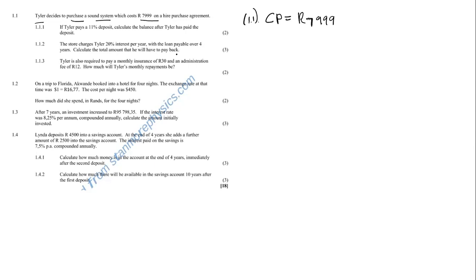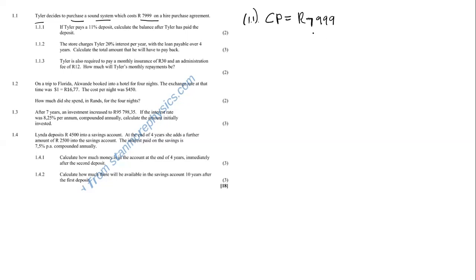This is the cost price of the machine. Now, here's the thing. Tyler doesn't have enough money to purchase this sound system at this cost price. So, Tyler went to the shop and then he made what we call the hire purchase agreement. Okay, so when Tyler goes to the store to make this kind of an agreement, this simply means that Tyler cannot pay the full amount of 7,999. So he wants to pay this amount with monthly installments, so that he can complete paying for this sound system. So now this is how shops or stores normally work.